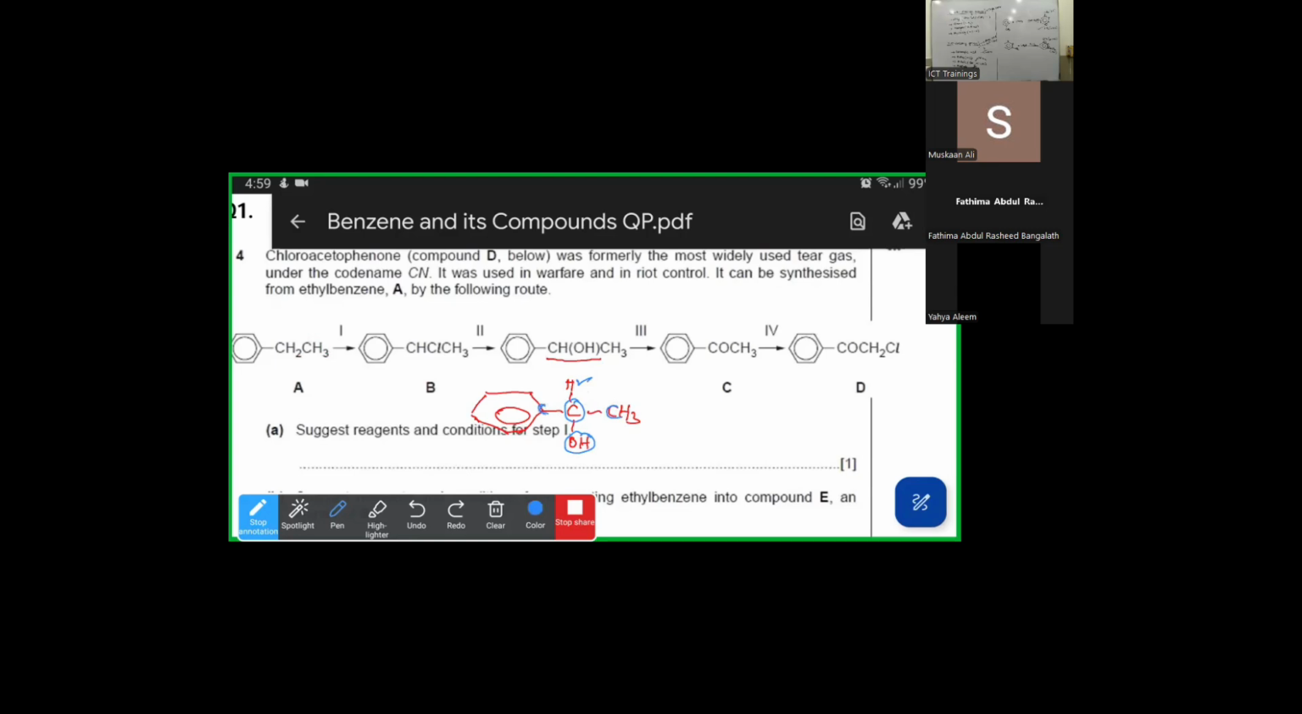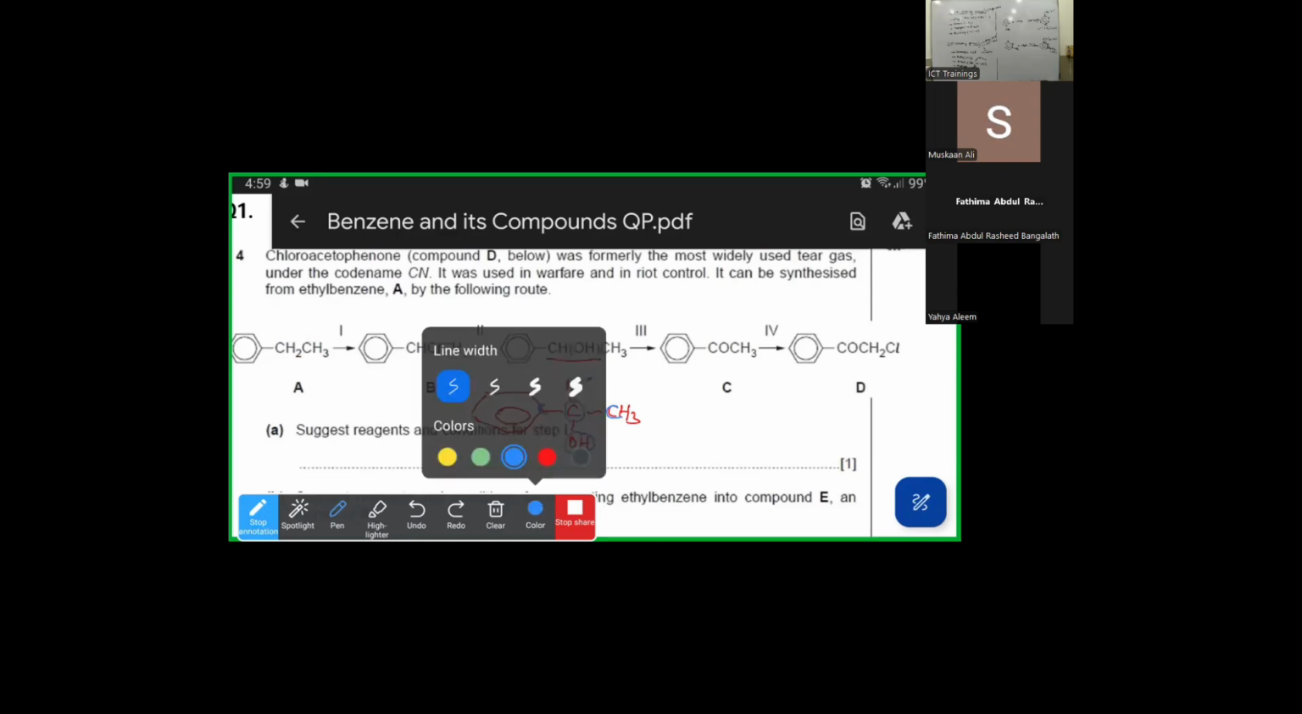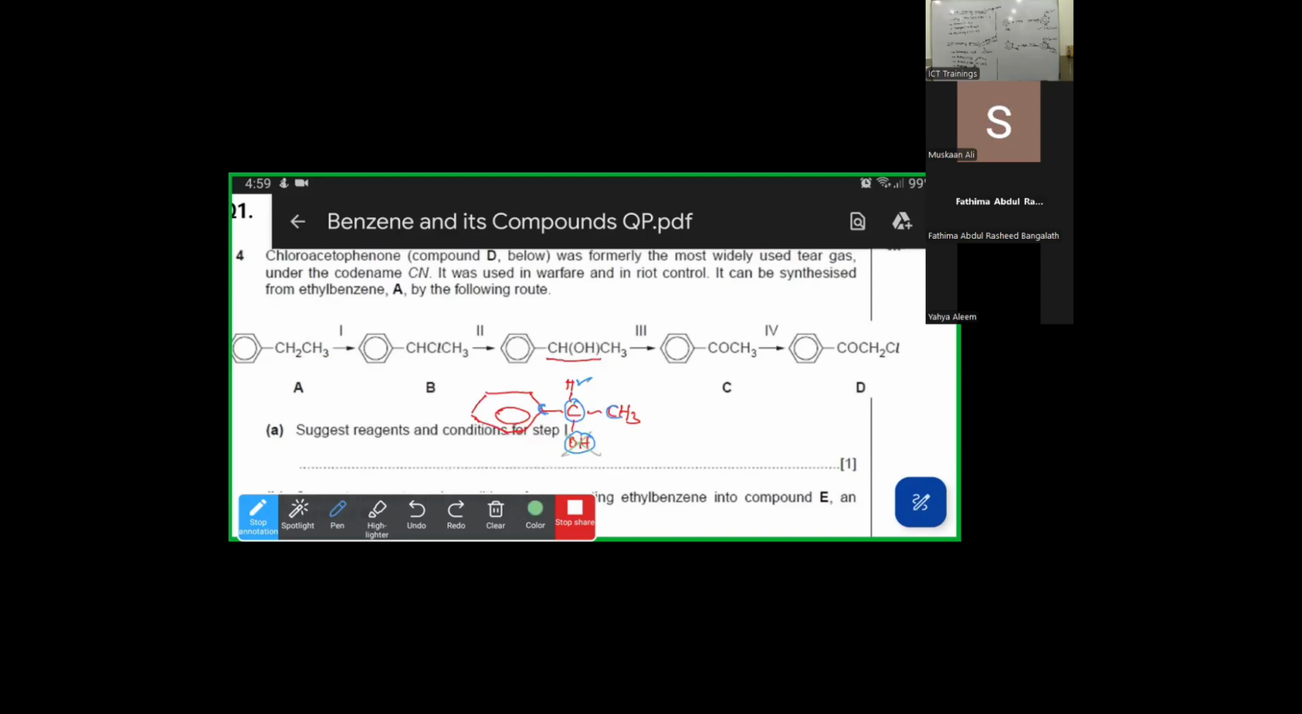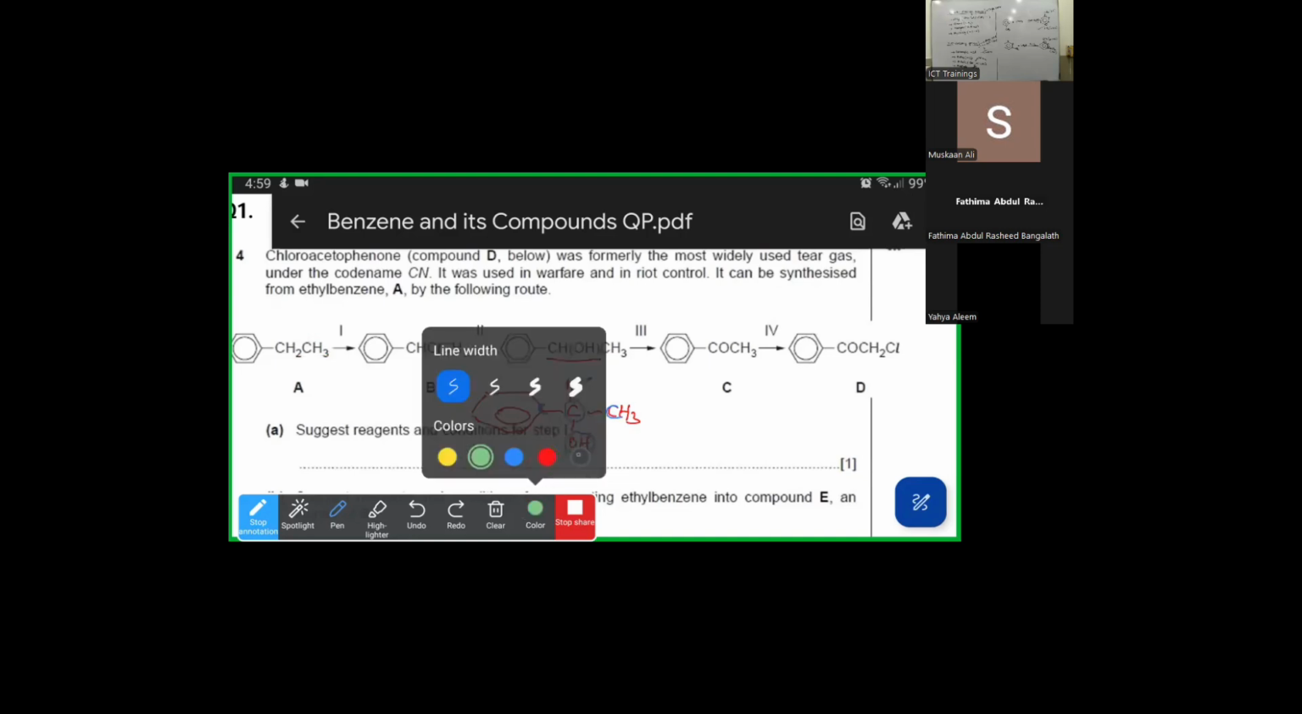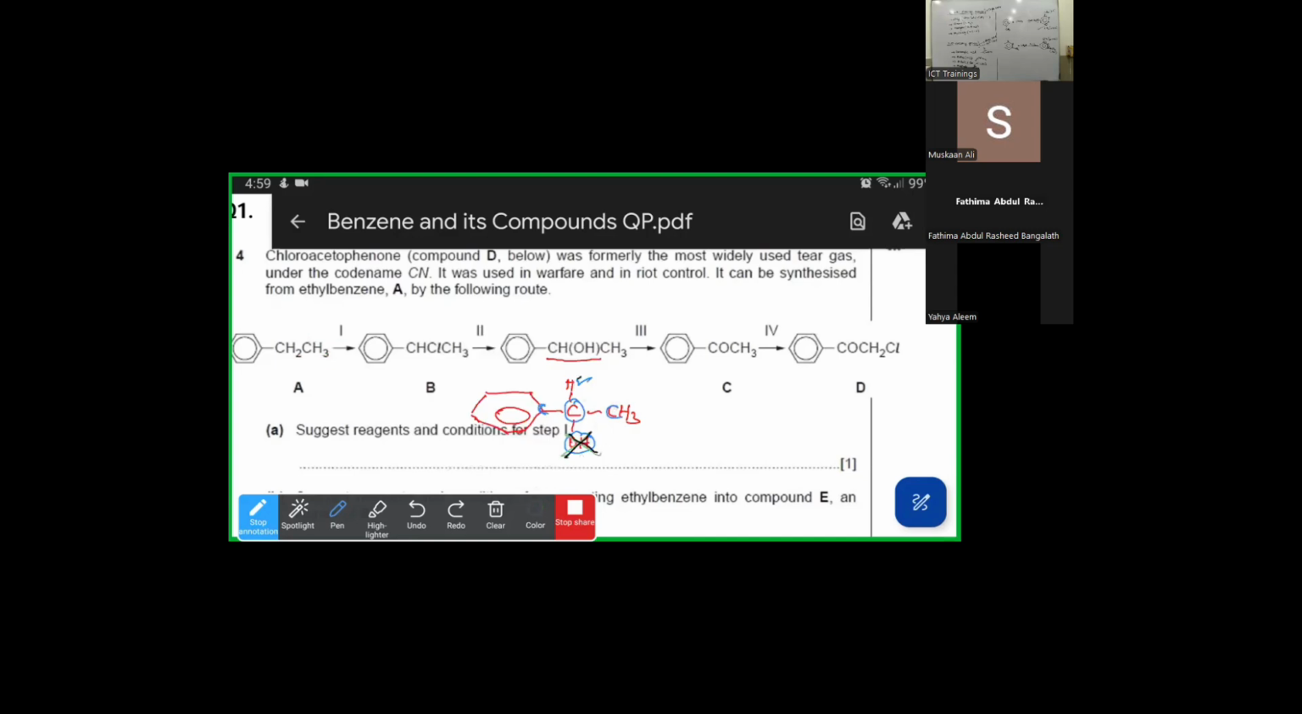Whenever a secondary alcohol undergoes the process of oxidation, what would happen? The OH from here and H from here would form water. And what would be left? You got benzene like that, C and CH3. And with this C, a double bond O is attached, so this one would become a ketone. Did you get it? And the conditions for that: acidified potassium dichromate you can use.